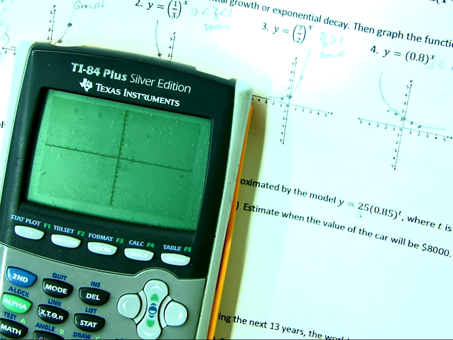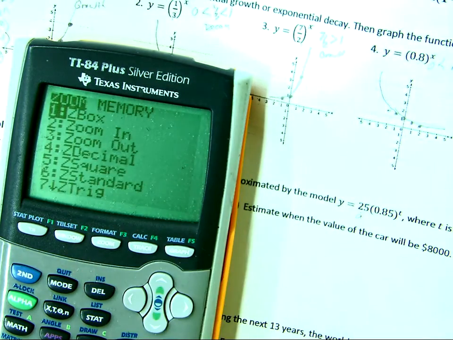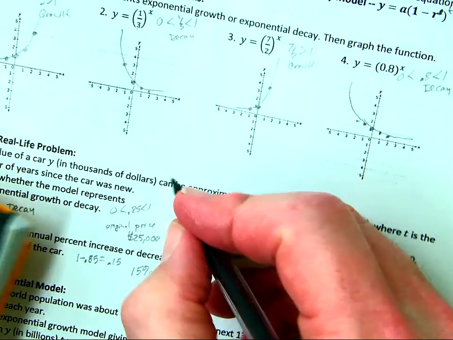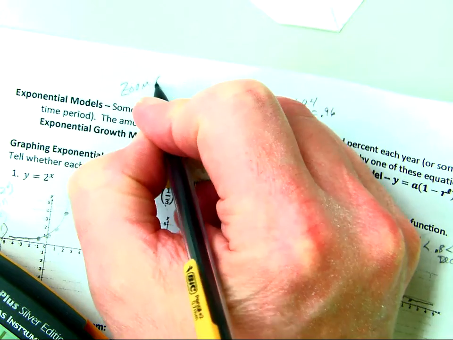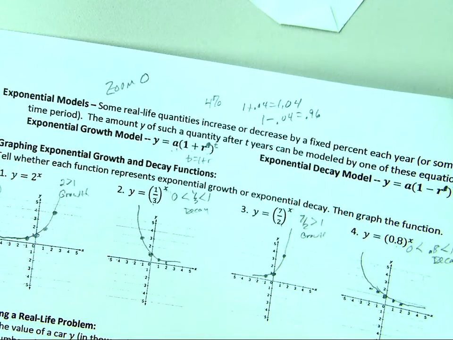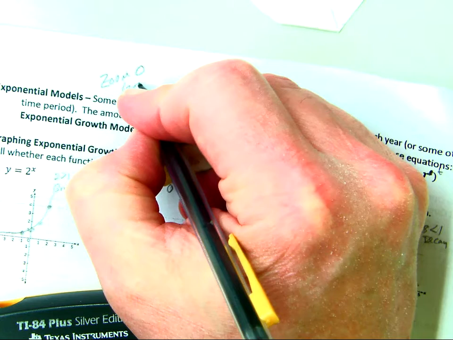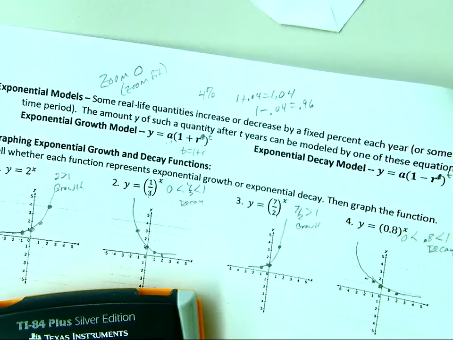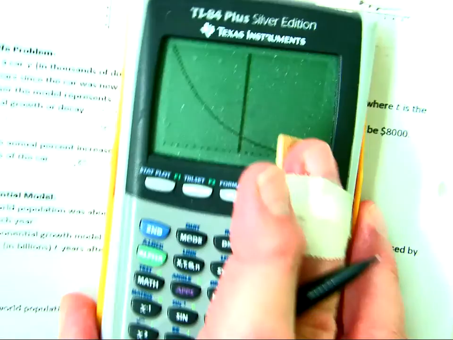Now if I go to graph that, it may not show up very well on your graph. It may be off the graph, like here there's just a little piece. You can try hitting zoom and then 0. That's called zoom fit. Your calculator will try to fit as much of the graph as possible into the screen. That can be kind of handy on these.